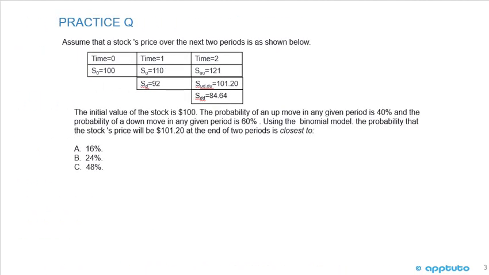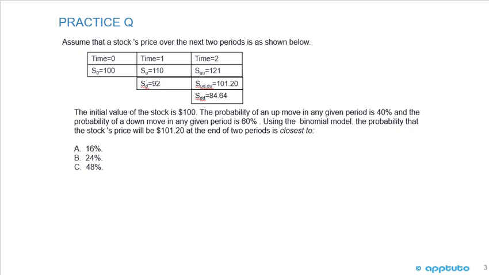So we're going to finish this LOS with just one practice problem to check your understanding. Assume that a stock's price over the next two periods is shown below. So again, they're giving you the stock price. At time 0, the stock price is 100. At time 1, there are two scenarios. The stock price can be 110 or it could be 92. And then at time 2, there are three stock prices.